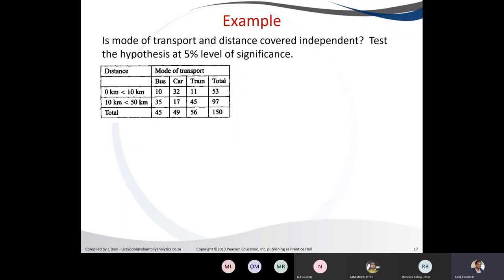What will be your hypothesis testing? So number one, think about it for 2 minutes. What will be your hypothesis testing and your null hypothesis? So here we need to state our null hypothesis and our alternative hypothesis. So 1 minute, think about it.